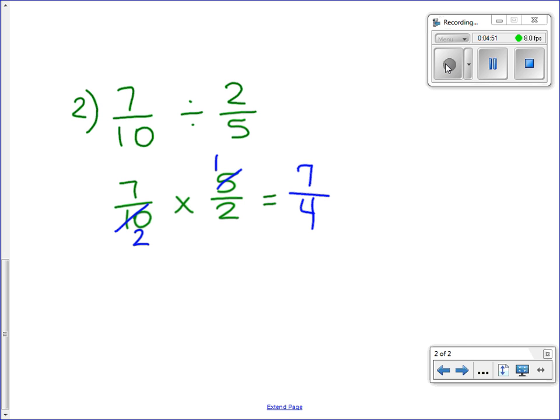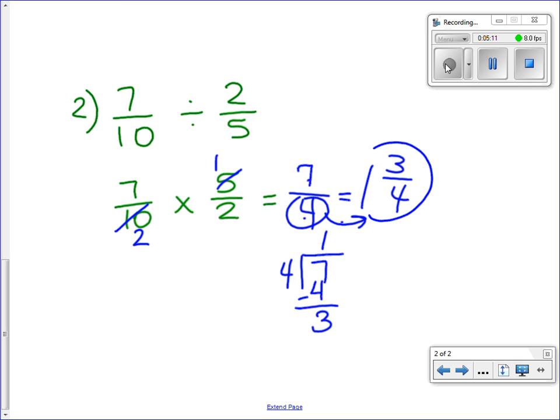Again, I have an improper fraction. I have to treat this like a division problem. 7 divided by 4. 4 will go into 7 one time. 1 times 4 is 4. Your remainder is 3, so you put the remainder as your new numerator and keep your denominator the same. So 1 3/4 would be the final answer.